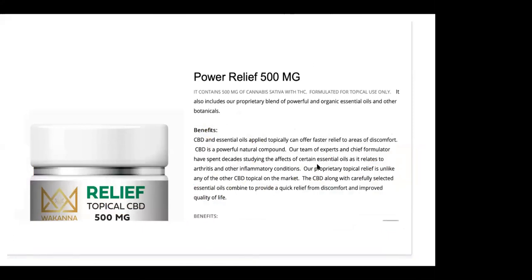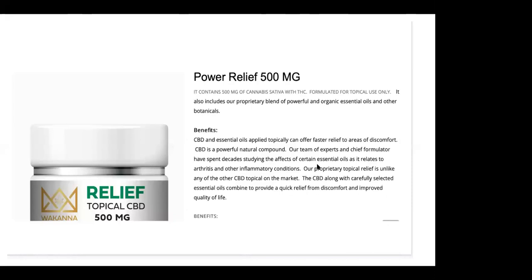Our Power Relief product is a great product because topical products are used for that local relief that you may have if you have thyroid conditions. Again, we talked about some of the symptoms that thyroid conditions can give, and one of the symptoms is sore muscles and joints. So this is a great product that contains 0.3% or less of THC. It also contains USDA certified essential oils that address inflammation and pain.